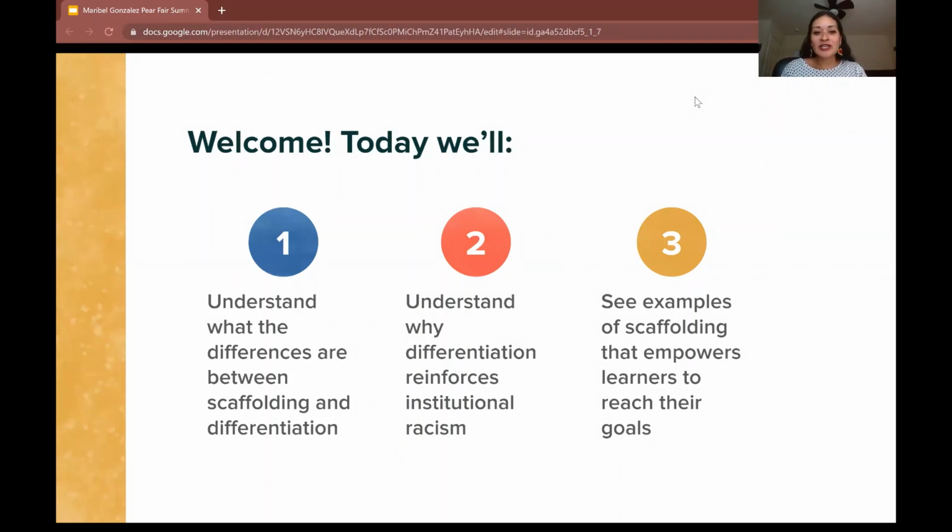In this session, I'm going to be sharing with you all the differences between scaffolding and differentiation. We're going to discuss the definitions and what that looks like in a classroom. We will also be uncovering why differentiation reinforces institutional racism, and of course explaining what that is and how it shows up in our classrooms and school hallways. Additionally, we are going to see some examples of scaffolding that empowers learners to reach their goals.